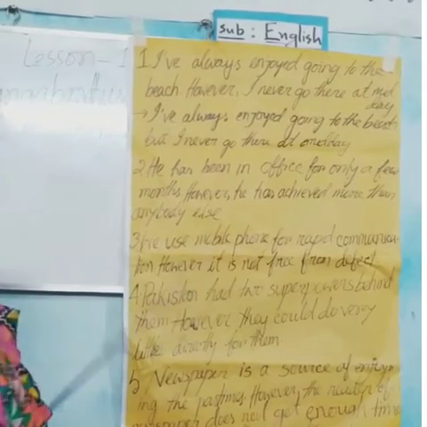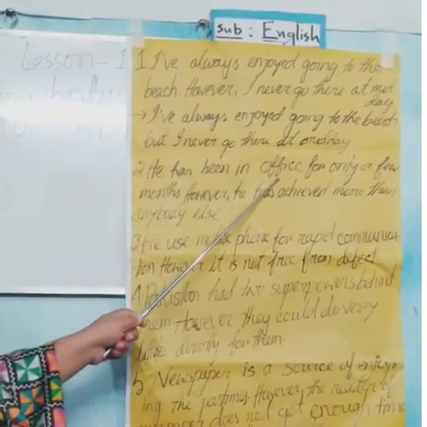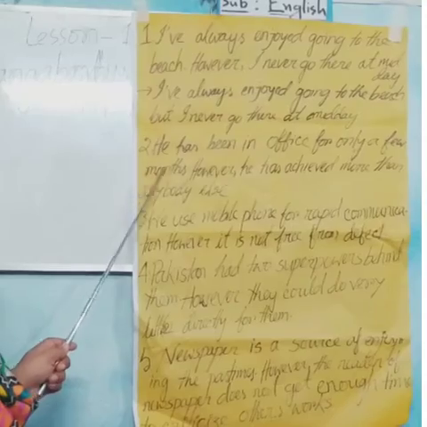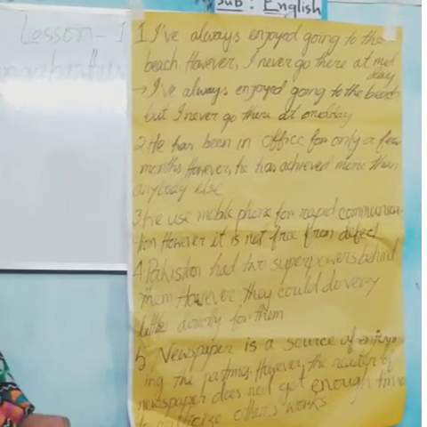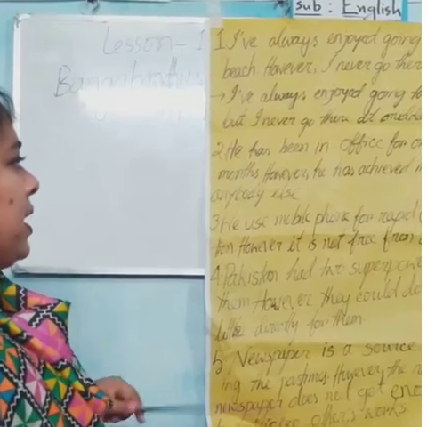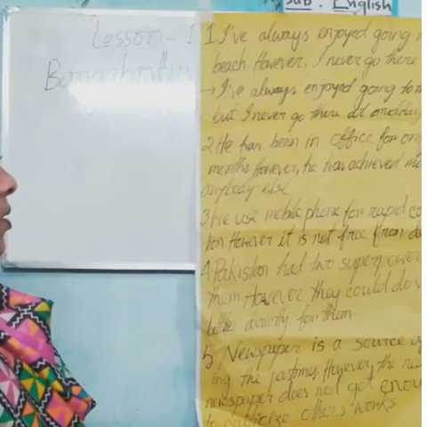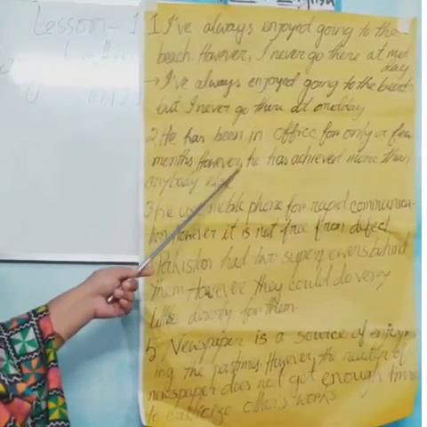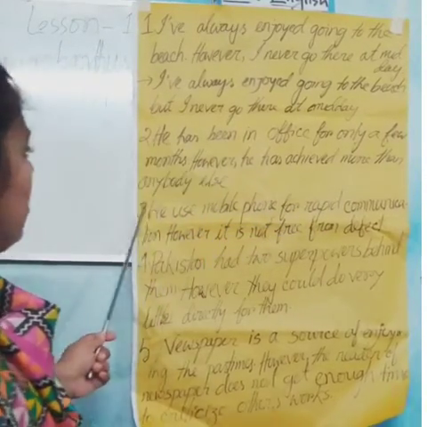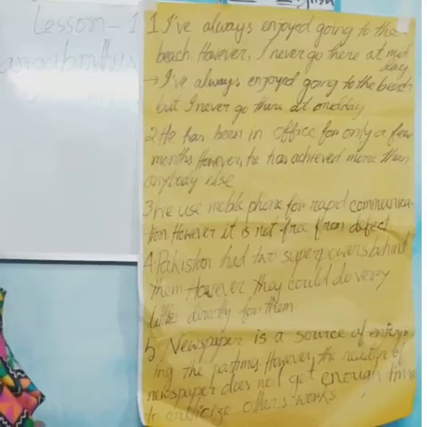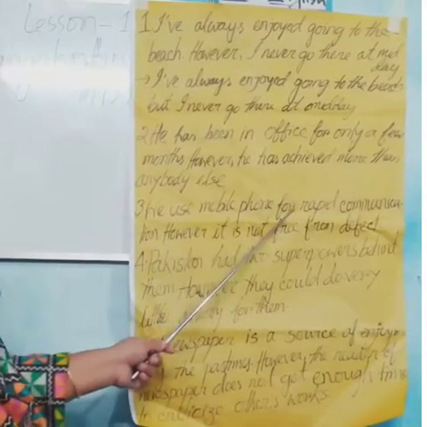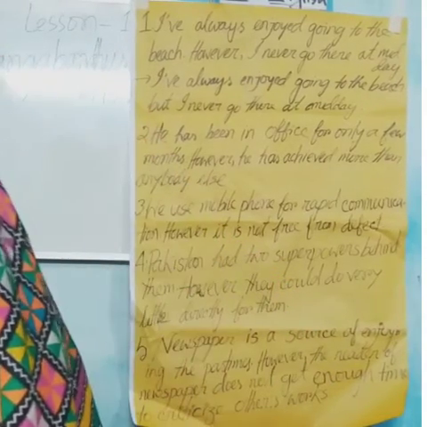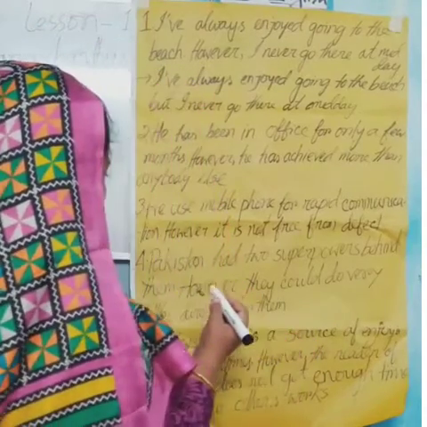Next, number two sentence: he has been in office for only a few months. As he has been in office only for a few months, he is supposed to achieve less than anybody else. But here we can see contradiction. However, he has achieved more than anybody else. We use mobile phone for rapid communication. However, it is not free from defect. Yeah, I forgot to place the comma.